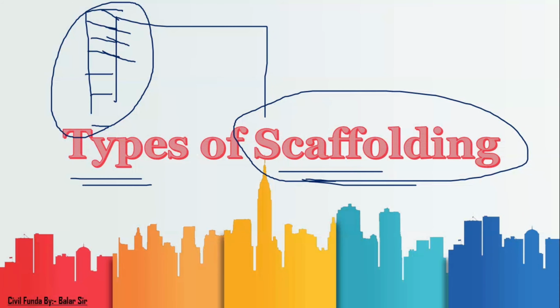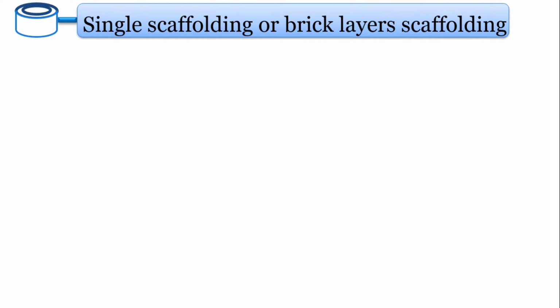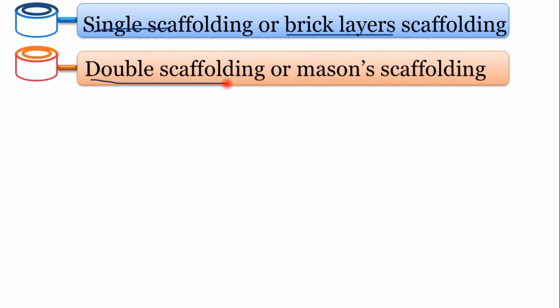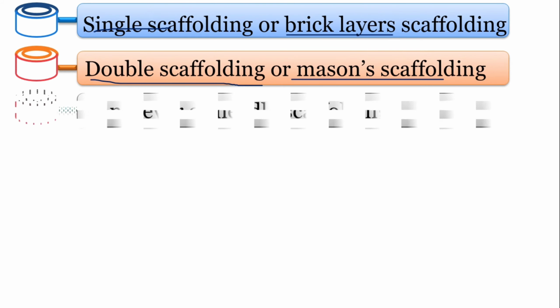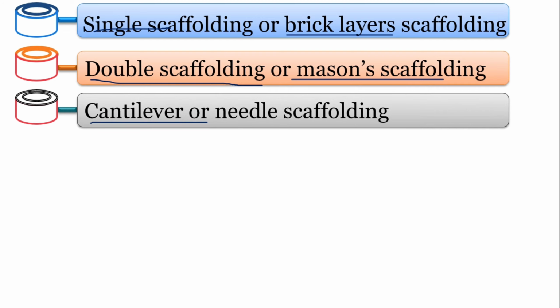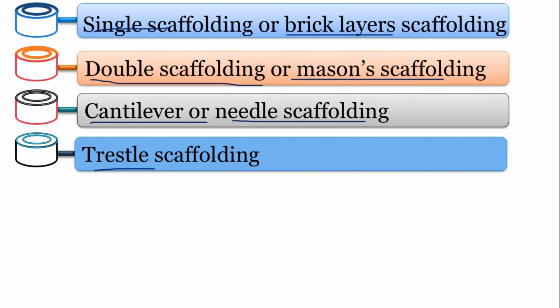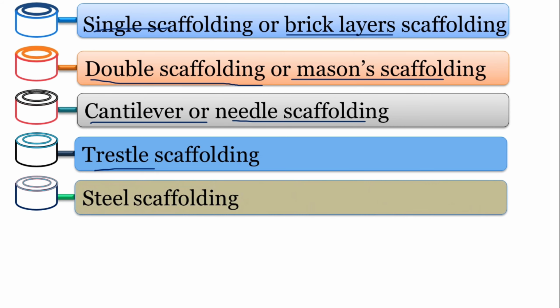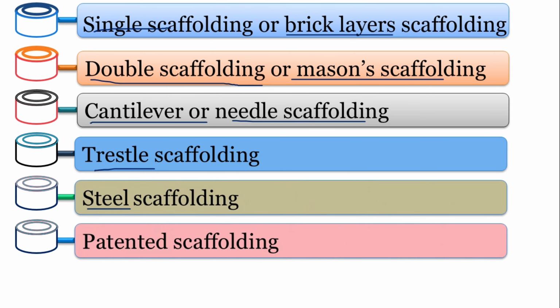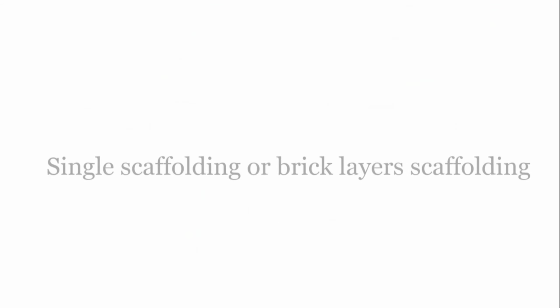So in today's lecture, we go with the different types of scaffolding. The first one is single scaffolding, also known as bricklayer scaffolding. Then double scaffolding, also known as mason scaffolding. Then cantilever scaffolding or needle scaffolding. Then trestle, then steel, and then patented scaffolding. Okay, so we go one by one.